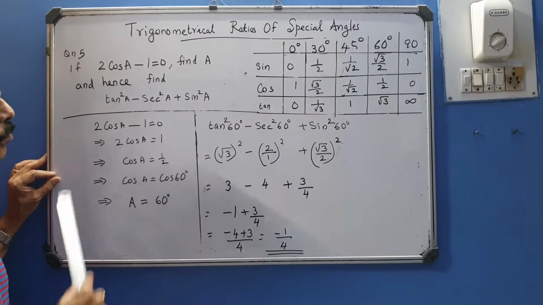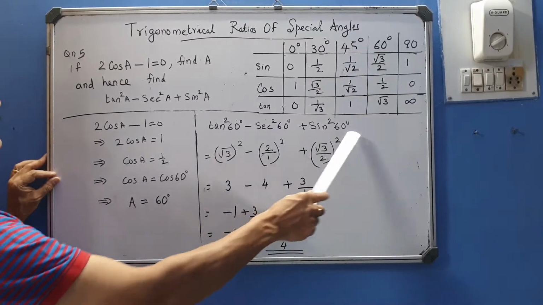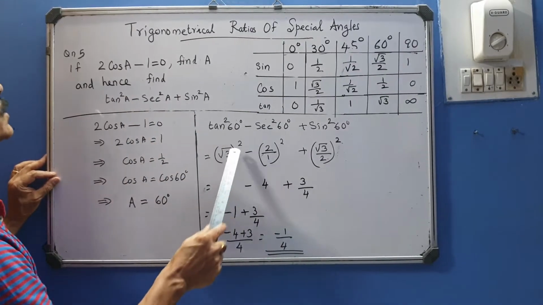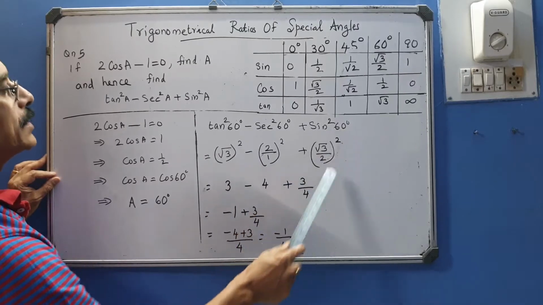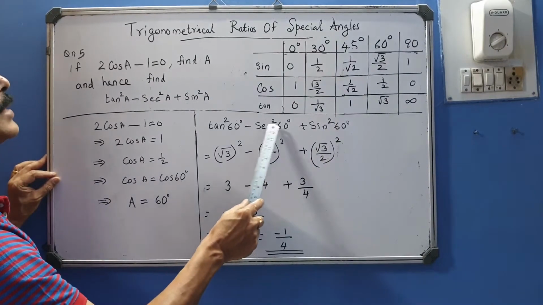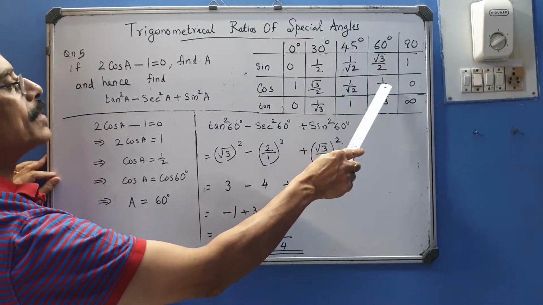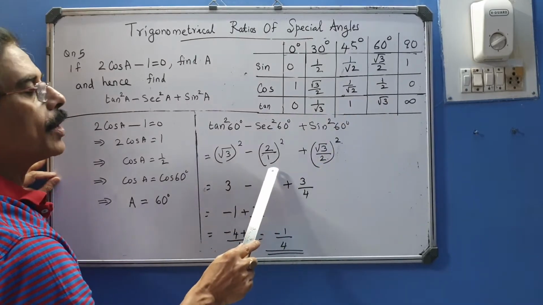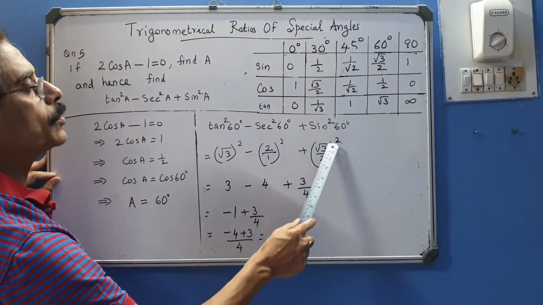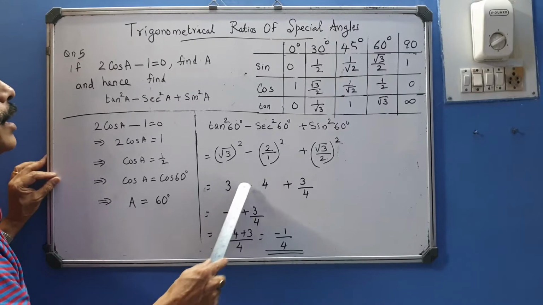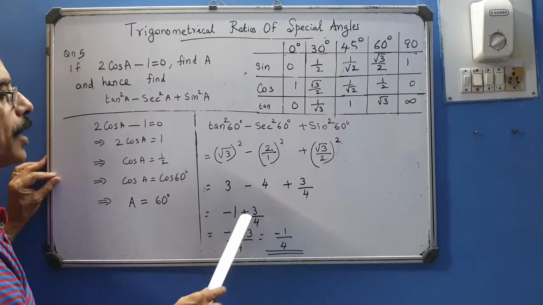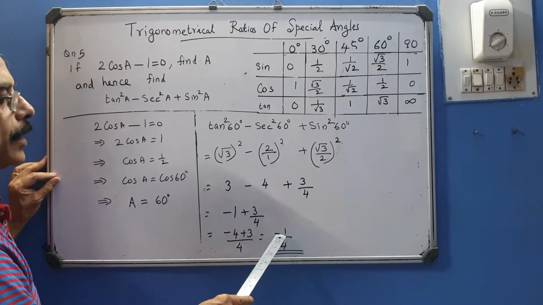We got the value for a. Now use this value for a in all this. Because we were asked to find out this value, a is replaced by 60 degrees now. So it becomes tan square 60 minus secant square 60 plus sin square 60. What is tan 60? Tan 60 is root 3. So root 3 squared minus secant 60, which is the reciprocal of cos 60. What is cos 60? 1 by 2. So the reciprocal of that is 2 by 1, the whole square, plus sin 60 degrees is root 3 by 2. So sin squared will be root 3 by 2 the whole square. Root 3 squared is 3, minus 2 squared is 4, plus 3 by 4. 3 minus 4 gives you minus 1 plus 3 by 4. If we take the LCM, you will get minus 1 by 4.